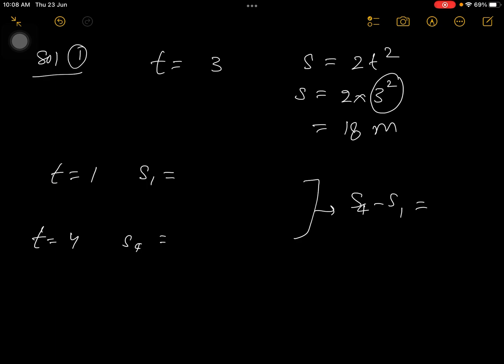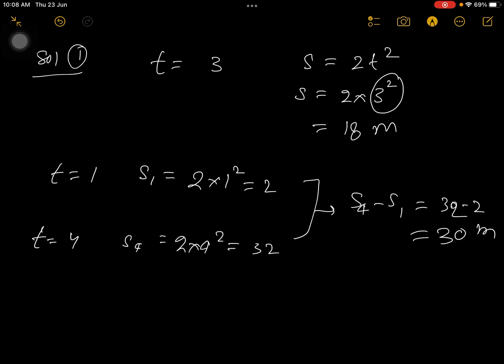So in 1 second it is going to be 2 into 1 square, which is 2, and in 4 seconds it is going to be 2 into 4 square. Now see here, when you do 4 square, how much answer will come? 16. Then 16 multiplied by 2, the answer will come 32, right? And then subtract both: 32 minus 2, the answer is 30. So you can see this gap is 30 meter, but the initial one was 18 alone.